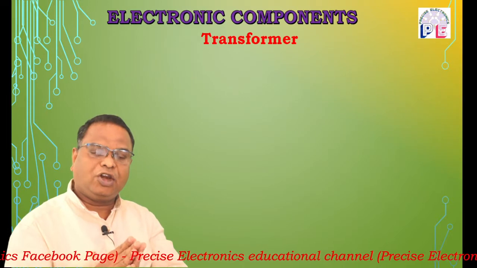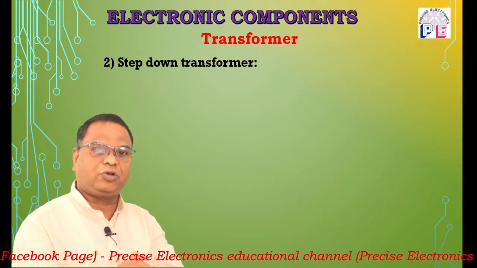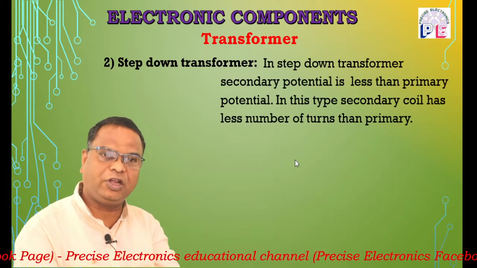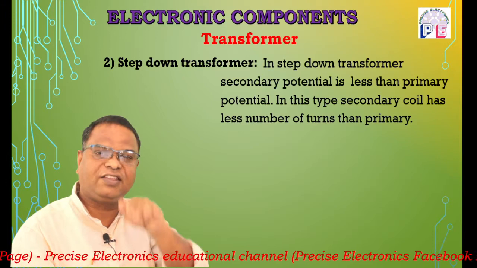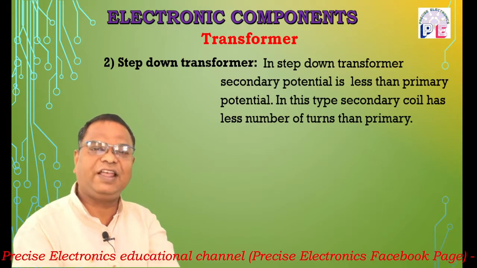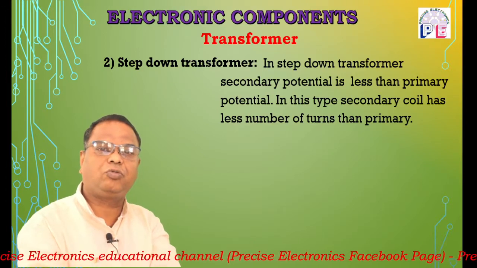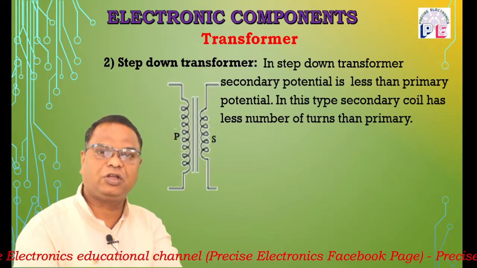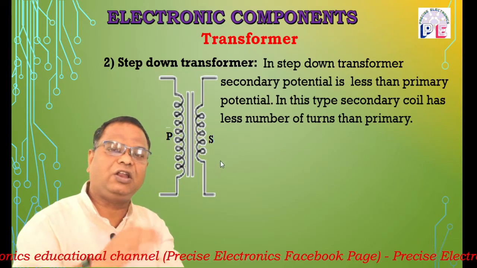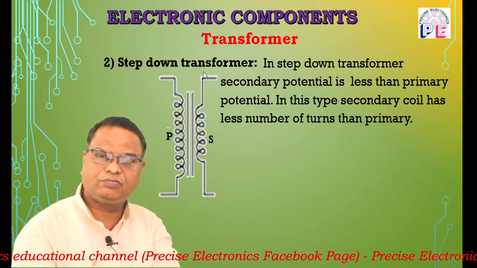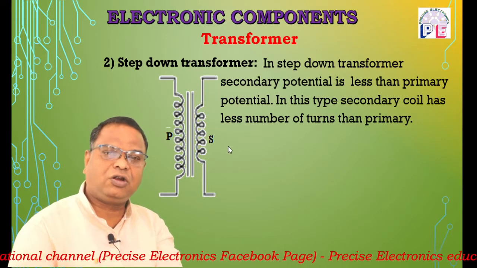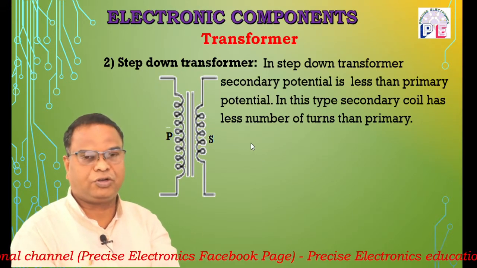The second type, according to output potential, is the step-down transformer. In a step-down transformer, the output potential delivered by the secondary of the transformer is less than the primary potential. Output is less, step down, it is less than the primary potential. This transformer is known as a step-down transformer. In a step-down transformer, obviously, the number of turns on the secondary coil is less than the number of turns on the primary coil. So NS is less than NP. This transformer is known as a step-down transformer.